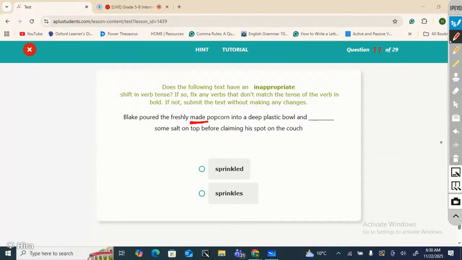Wait, please. Blake poured the freshly made popcorn into a deep plastic bowl. Poured is a past tense. First, he poured the popcorn into a deep plastic bowl, and then he sprinkled. It's a past tense verb. This first one is also in past tense. The second one should also be in past tense because the sentence does not reflect a time change. So don't make changes in tense.